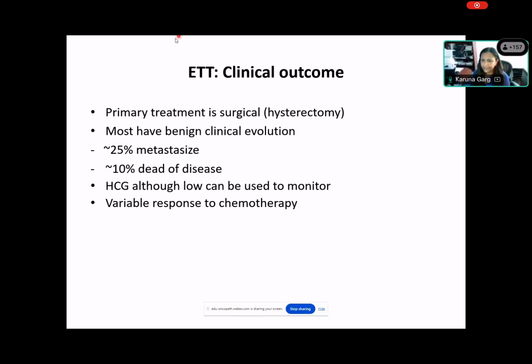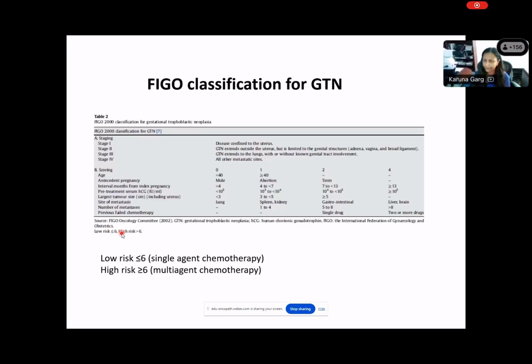So like PSTT, ETT does not respond well to chemo, so your primary treatment is surgical. Most of these will have benign outcome, but about 25% will have metastatic disease, and 10% of these patients actually will die of disease. And like PSTT, your HCG is low, but it can be used to monitor the patient. Unfortunately, most of these patients do not respond well to chemotherapy.